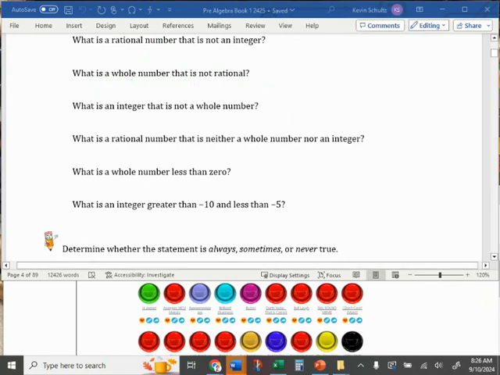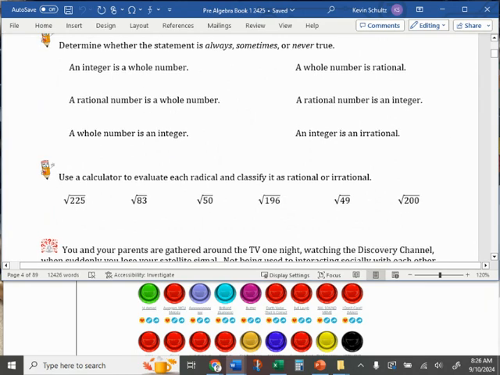Then the next section says determine whether the statement is always, sometimes, or never true. An integer is a whole number. Is that always true? Sometimes true? Never true? Who's feeling bold, brave, and believes in themselves and wants to answer this question? An integer is a whole number. Is that always true, sometimes true, or never true? Ava? Sometimes. Sometimes true. Very good.